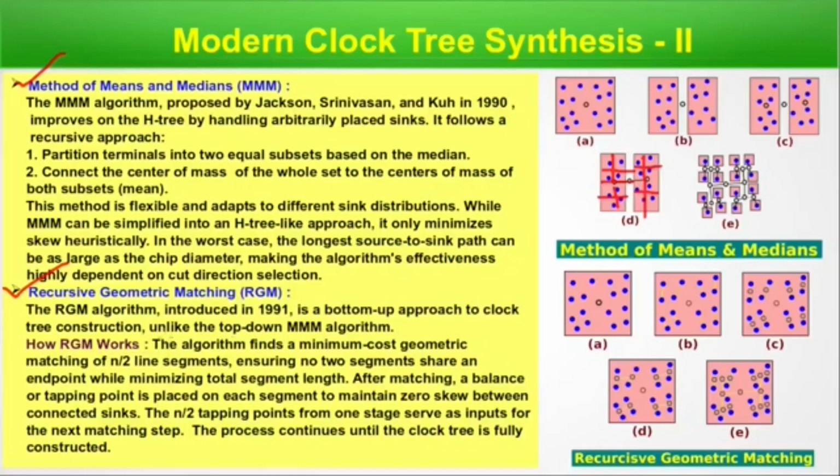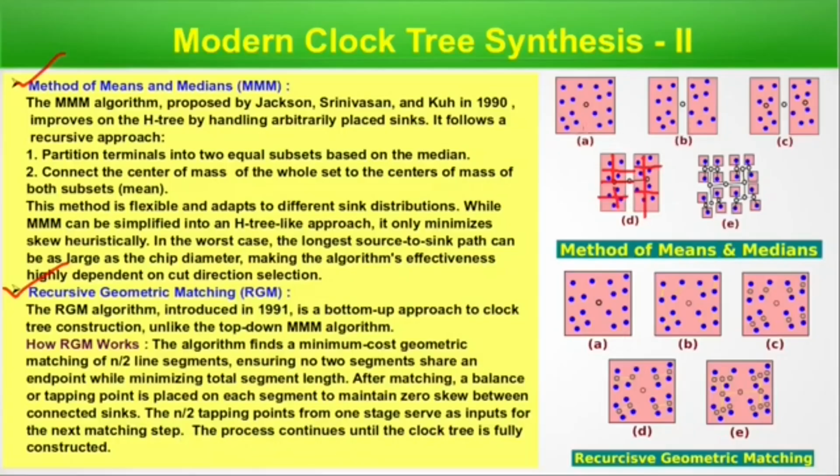How RGM works: the algorithm finds a minimum cost geometric matching of n by 2 line segments, ensuring no two segments share an endpoint while minimizing total segment length. After matching, a balance or tapping point is placed on each segment to maintain zero skew between connected sinks. The n by 2 tapping points from one stage serve as input for the next matching step. The process continues until the clock tree is fully constructed.